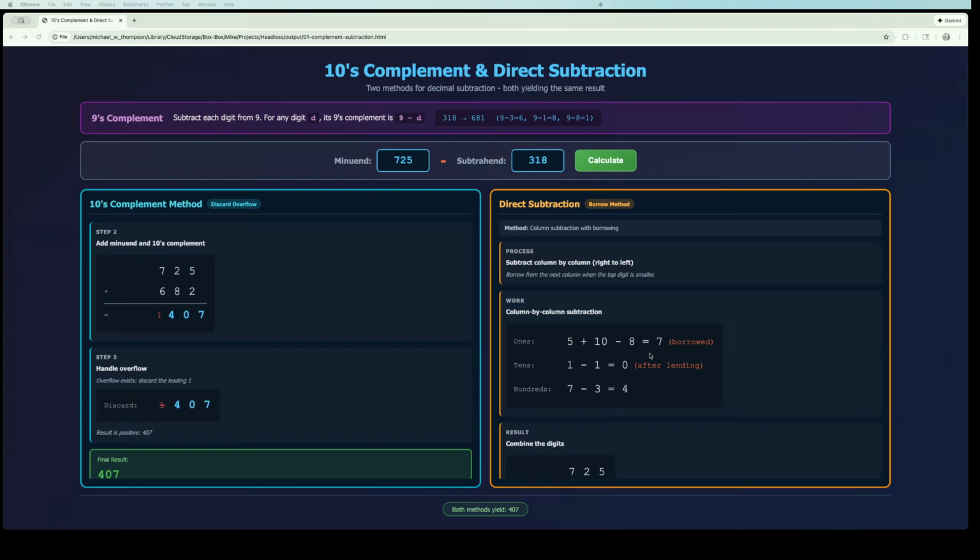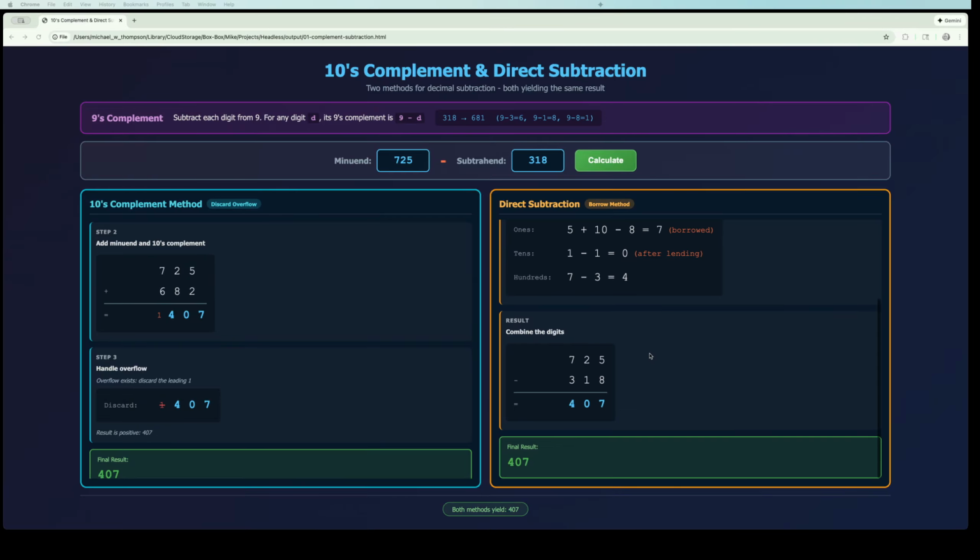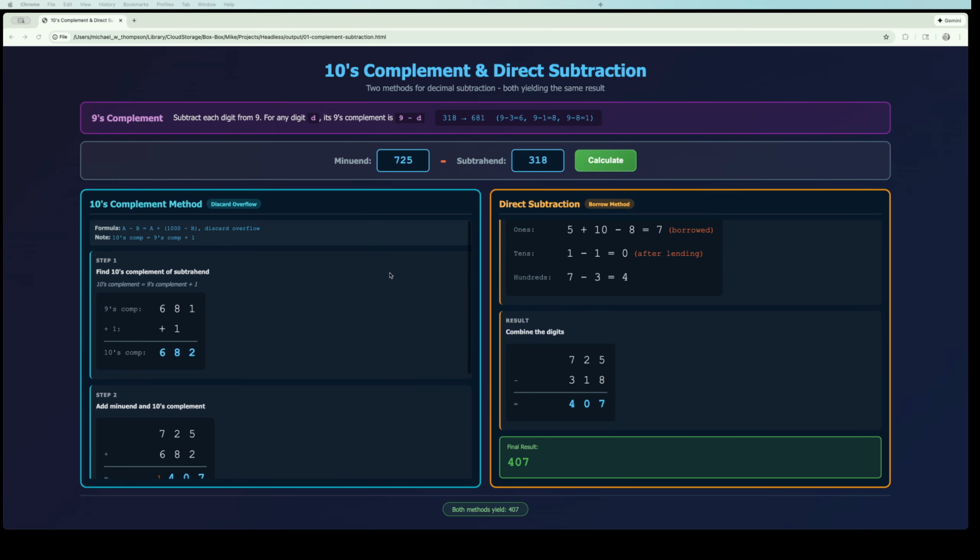We know if you did this the other way, where you just do regular subtraction with the borrowing, you get the same result. Okay, so let's go through one more calculation. You can change this and play with these numbers yourself.